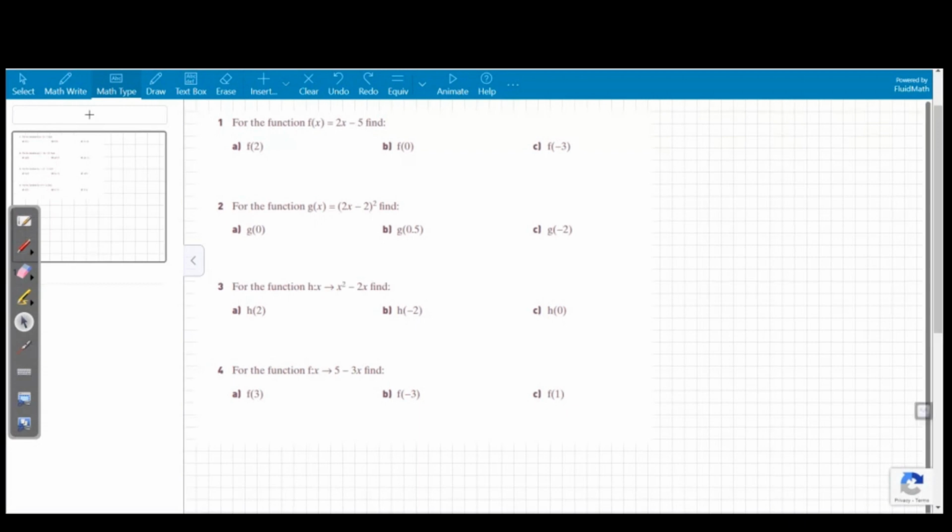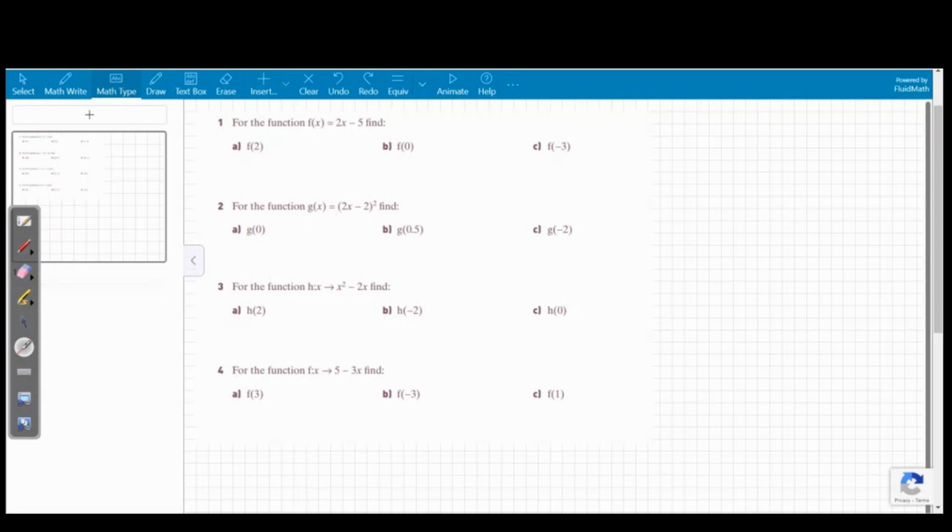Considering the first question, it says that for a function f of x, which is equal to 2x minus 5, we need to find f of 2. We also need to find f of 0, and then f of negative 3. Likewise, question 2 says that the function g of x is equal to (2x minus 2) all raised to the power 2. We need to find g of 0, g of 0.5, and then g of negative 2.